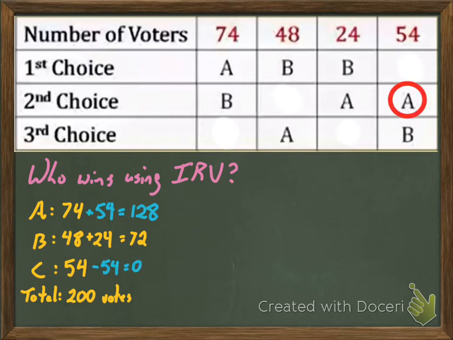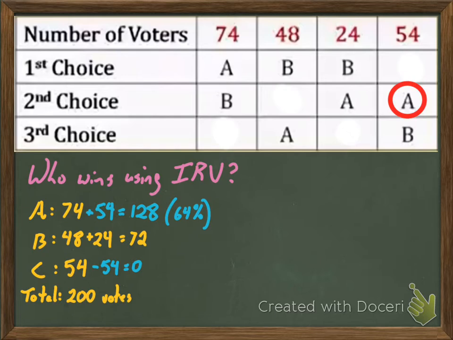now A has 128 votes, and conveniently this is 200 votes, so I know 128 out of 200 is, well, what's half of 128? Because I want to get it to percent per 100. Half of 128 is 64, so that's 64%. All right, well, A wins that one.